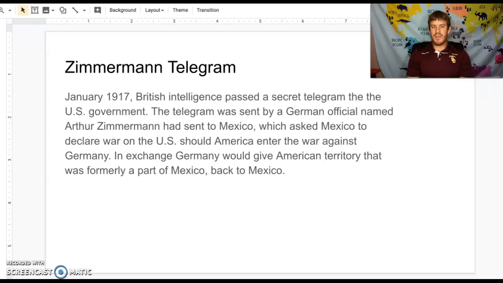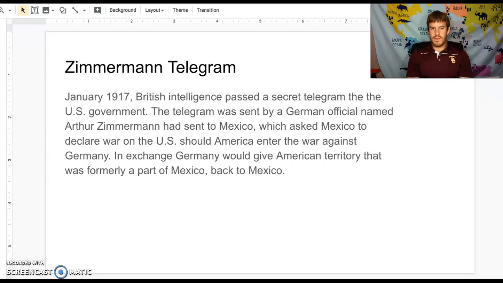So January 1917, guys, you have British intelligence pass along a secret telegram to the US government. And this telegram was sent by a German official named Arthur Zimmermann, and it was sent to Mexico. He's this member of the German government, sent a telegram urging him to set up a deal basically with the country of Mexico, the government of Mexico. And this deal was essentially a proposal of, hey, Mexico, if the U.S. gets into the war, we want you to attack the United States. We want you to declare war on the U.S. And if you do, when we win the war, we will take territories from America, mostly, obviously, the American Southwest, places like that, and give them back to Mexico.